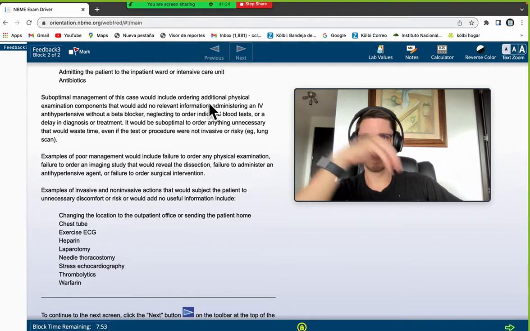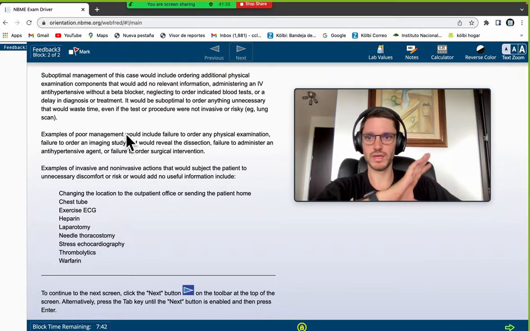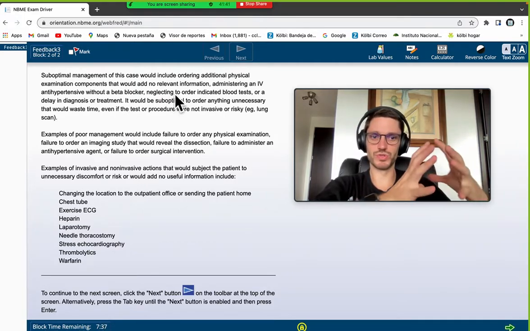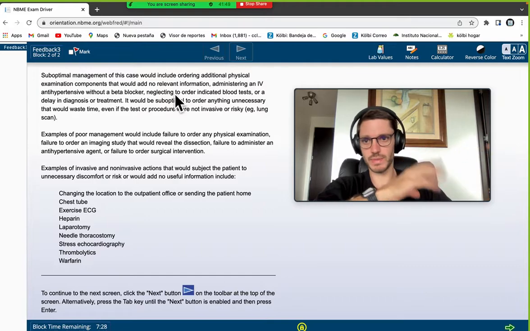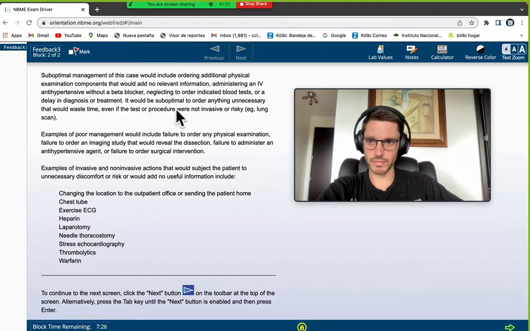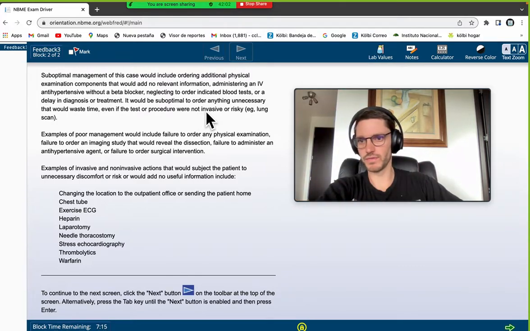So yeah, examples of additional management, more so in the type A dissection. Suboptimal management would include ordering additional physical examination components, okay? Administering an IV antihypertensive without a beta blocker. Yeah, first thing is beta blockers. That's the most important you have to give. It reduces the stretch on the aorta and the shear stress, so reduces the rate of expansion. It would be suboptimal to order anything unnecessary that would waste time, even if the test or procedure were not invasive or risky. Lung scan, no, crazy, for sure.